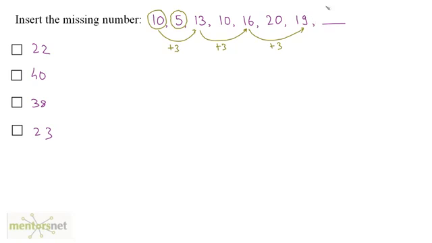So for this blank we need to take the other series. So this one, 5, 10, 20. So 5 times 2 is 10. 10 times 2 is 20. So this one should be 20 times 2, right? And that should be 40. So option B is the correct answer here.